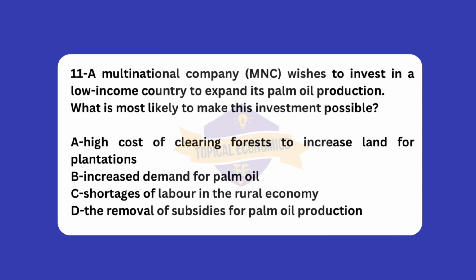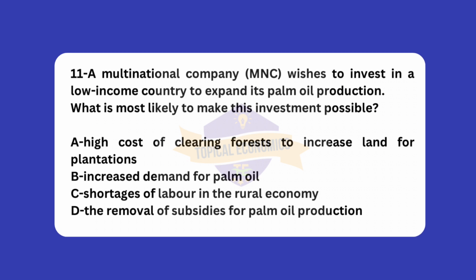However, let us look at option C and D as well and be sure. Option C, labor shortages could hinder production rather than encourage investment. So again, this is not the answer. And option D, removal of subsidies could make the production less attractive, thereby discouraging investment. So the correct answer is option B, increased demand for palm oil.